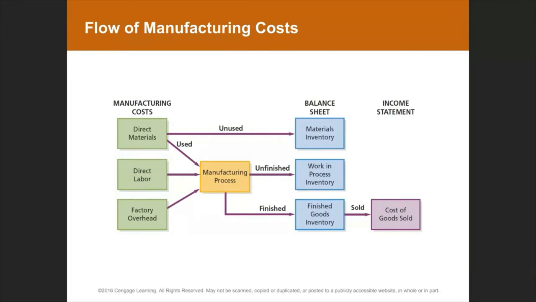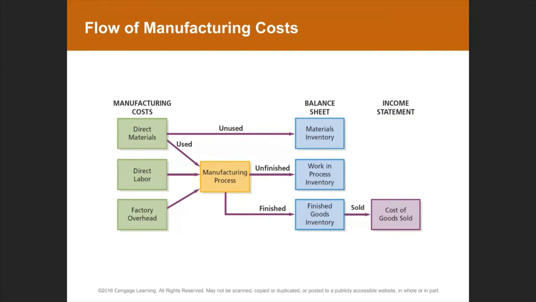This chart is showing us the flow of manufacturing cost. Again, our manufacturing costs: we have direct materials, direct labor, and factory overhead, and all of these costs roll into the manufacturing process. When we use those materials, and while they're in the manufacturing process, if they're not finished, we're still manufacturing them, they'll go into our work in process inventory. Once they're finished and completed, they'll move to the finished goods inventory. And if there are any direct materials that we did not use, those will go onto our materials inventory account.